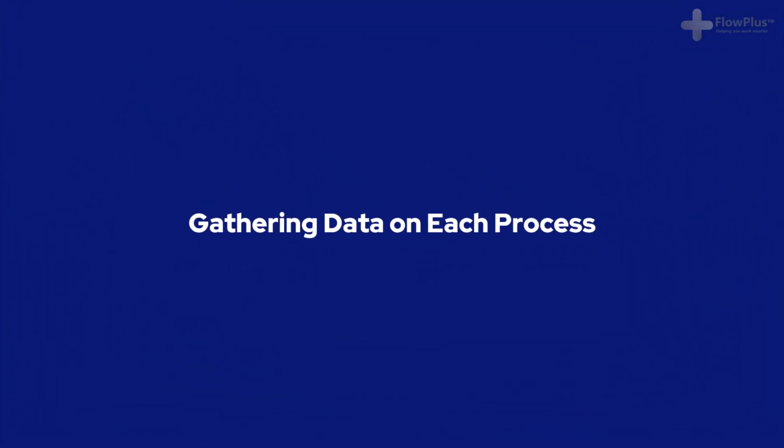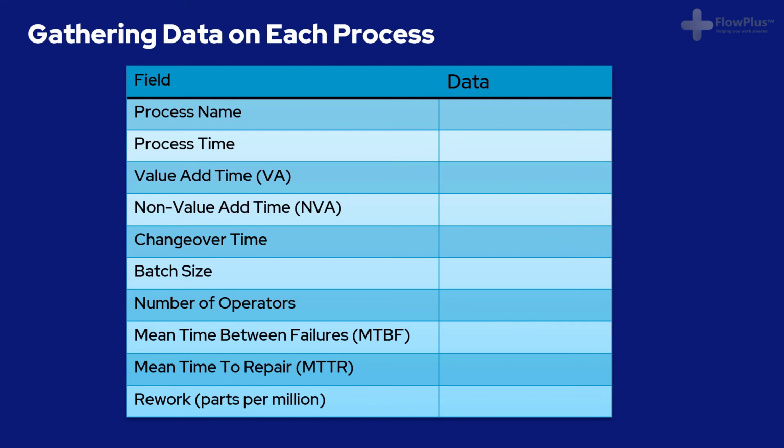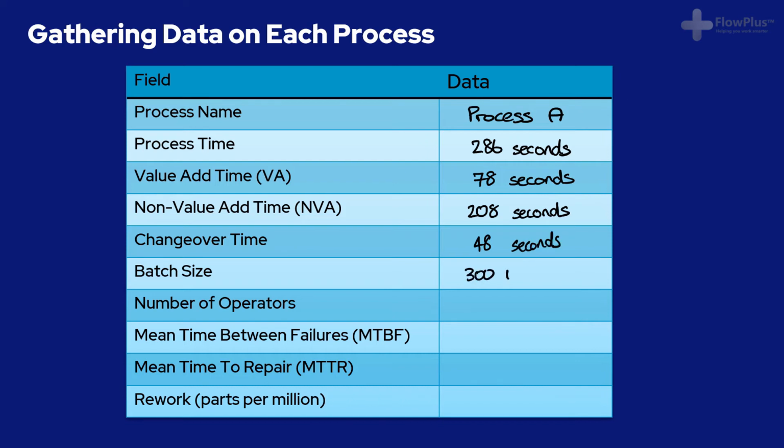While we were investigating the flow, our aim was to understand the sequence of processes. Now we need to look into the details of each process. For each process, we need the following fields to be populated: process time, value add time, non-value add time, changeover time, batch size, number of operators, and reliability data, which could be mean time between failures and mean time to repair. Additionally, the rework percentage should be filled in.